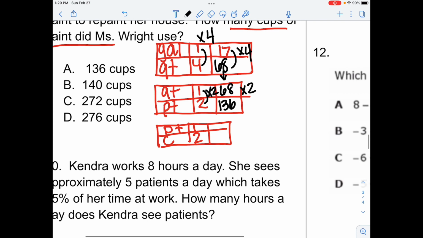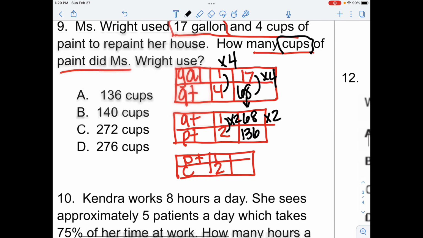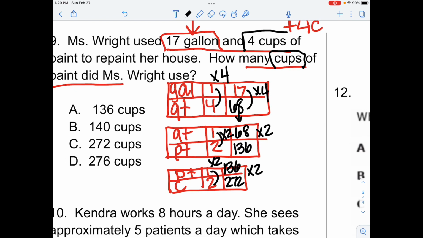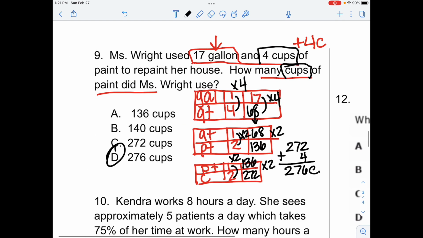Now I have 136 pints, but remember, I'm looking for how many cups, so I need to go to cups. Pints to cups is 1 to 2, so I multiply by 2. What I do to one side, I do to the other, so I also multiply 136 by 2, and I get 272. Am I done? No, because remember, it was 17 gallons and 4 cups, so I do 272 plus the 4 cups that I still have, which gives me 276 cups. Alright, good job, Rams. My answer is D.